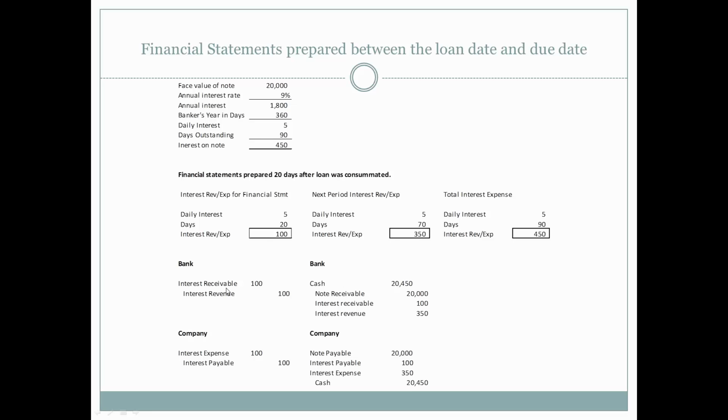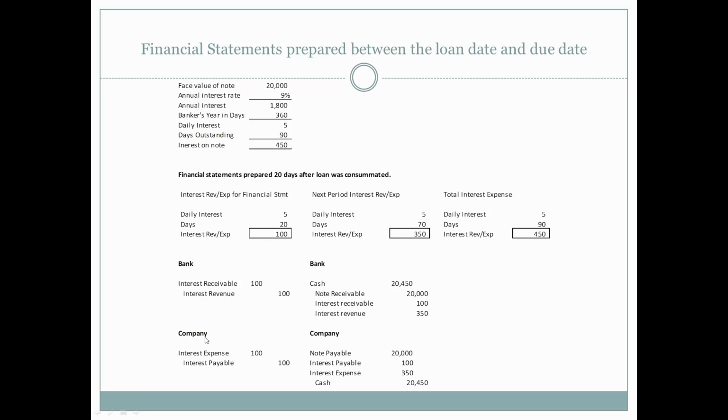It will have an interest receivable because it's not going to receive this $100 until the loan is actually due in another 70 days. So we have 20 days from the date it was consummated to the date of the financial statements, and then there's another 70 days after the date of the financial statement to the date the note will be paid back. So they will have an interest receivable of $100, but they get to recognize interest revenue in the amount of $100. Now, this is a very valid transaction because they have a contract and a legal document between themselves and the company. So legally, they would be able to recognize this interest revenue as time has gone by.